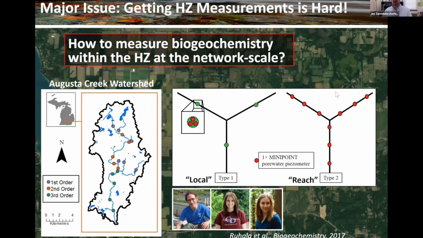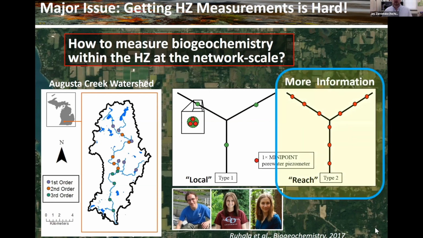And to quickly summarize, if you've got to invest a lot of effort, the same amount of effort, do not measure lots of things at one point in each reach of the river network. Take smaller, easier measurements and distribute them across the river network to get more information out of understanding hyporheic zones across the river network.